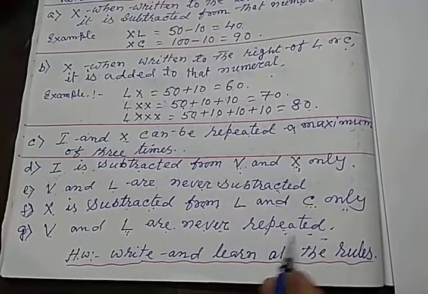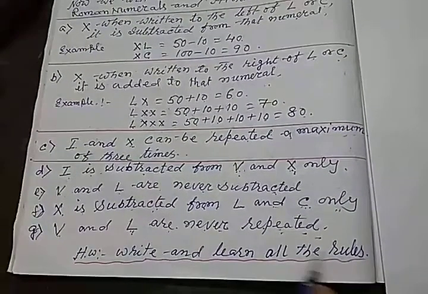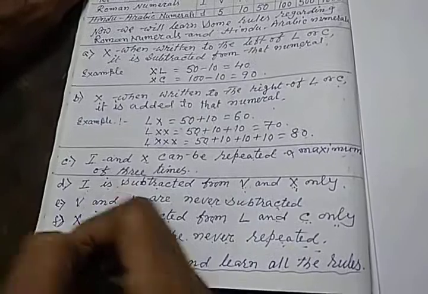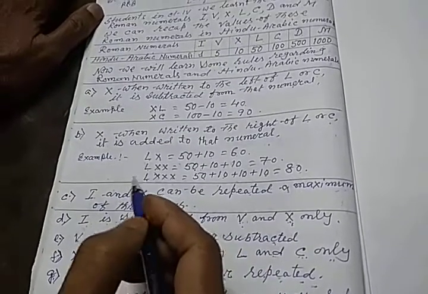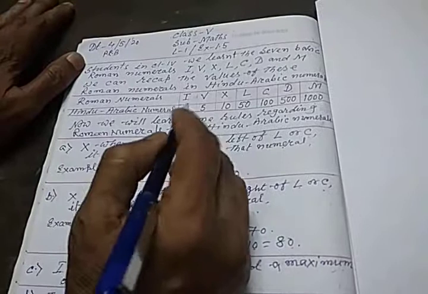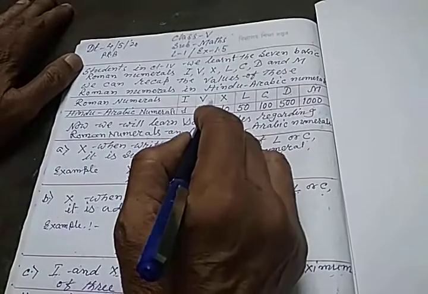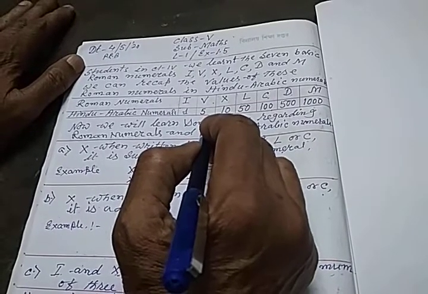Okay, students? Now, this is your homework. Write and learn all the rules from the beginning, A, B, C, D, E, F, G, for the next class, where I will start the main exercise 1.5. Before reading the rules, you must recap the different values of Roman numerals and Hindu Arabic numbers. Okay, students? Thank you.